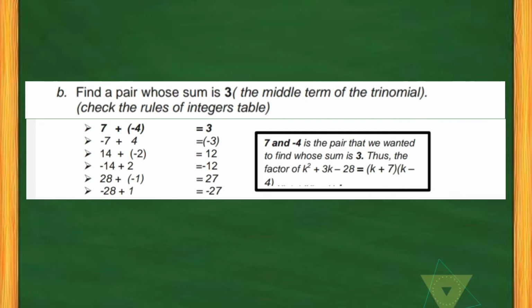Kung hindi kayo naniniwala, itry nyo pa yung iba. Pero dahil isa lang dyan ang magbibigay sa atin ng positive 3, yun ang kukunin natin. So, therefore, the factors are k plus 7, kukunin natin yung 7, and k minus 4. So, kukunin naman natin yung negative 4. Again, the factors are k plus 7 and k minus 4.